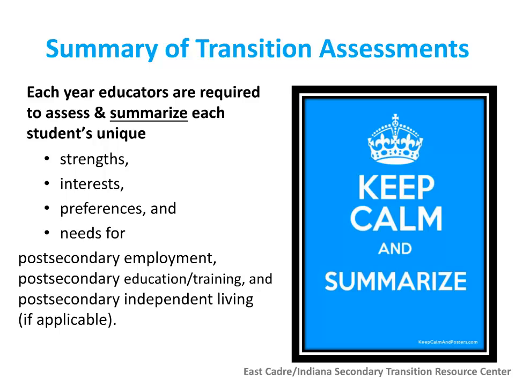Once the assessments are conducted, a summary of the results is written in the IEP. Each year, educators are required to assess and summarize each student's unique strengths, interests, preferences, and needs for post-secondary employment, post-secondary education or training, and post-secondary independent living if applicable. There are 2 key points to reiterate on this slide. You must assess and summarize the results. Simply providing all of the responses from a worksheet is not a summary. There must be a summary for employment and education and training each year.